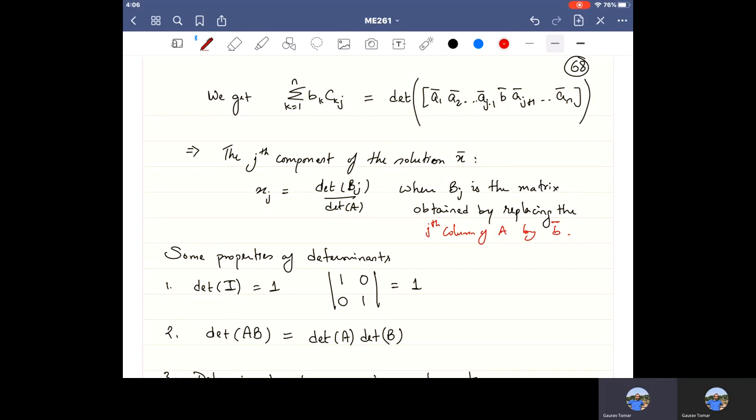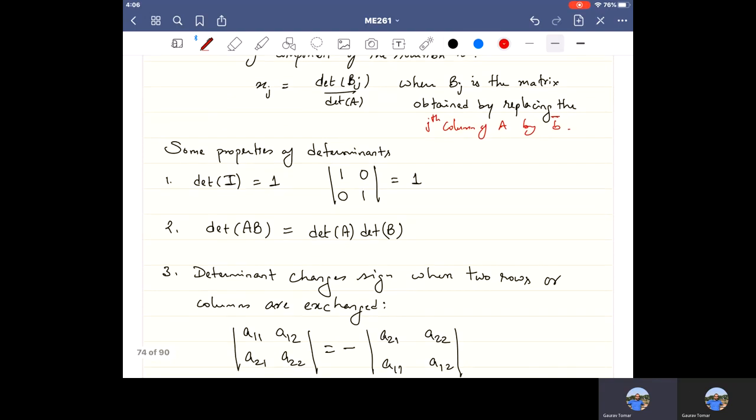This part you know already, right? So finally, we'll take note of some properties of determinants before closing this class. So let's look at them. The determinant of I, the identity matrix, is always 1. You can just say 1 into 1 minus 0 into 0 gives you 1. Correct? That's how you will do it.